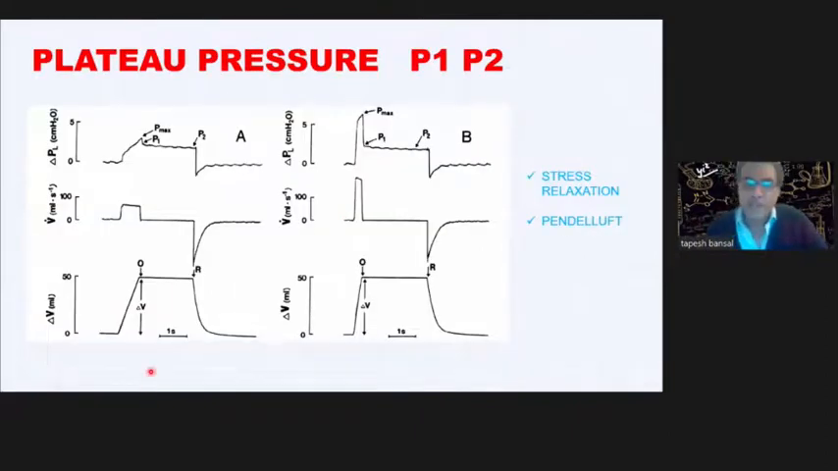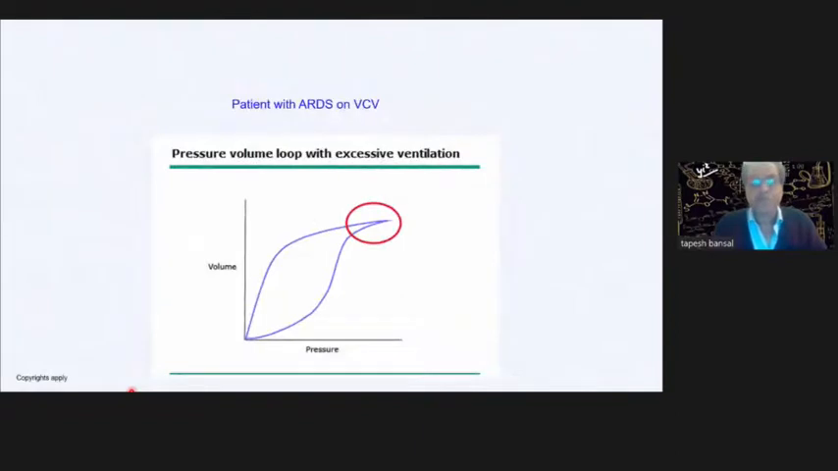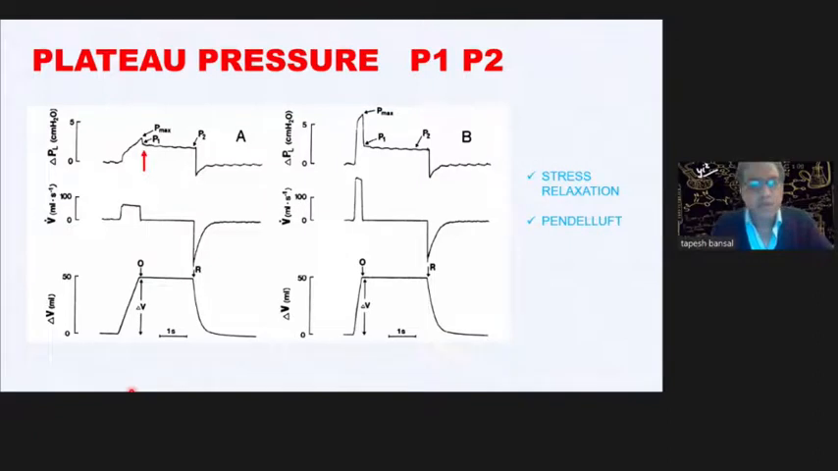Now we come to the concept of plateau pressure. So plateau pressure is known to all of you. I just want to highlight that there are two components to plateau pressure. Now the first is called P1. This here is P1 and this here is P2. So plateau pressure has two components, P1 and P2.